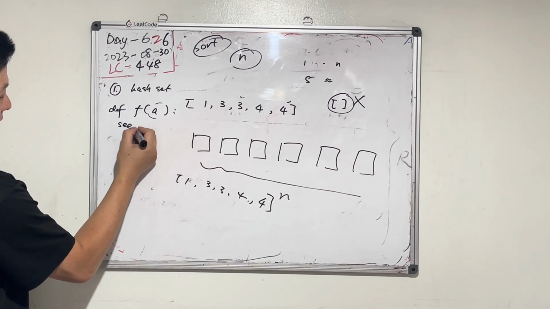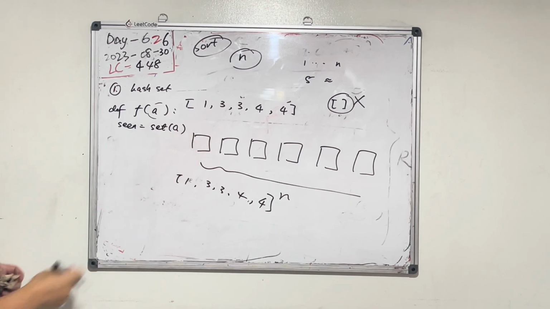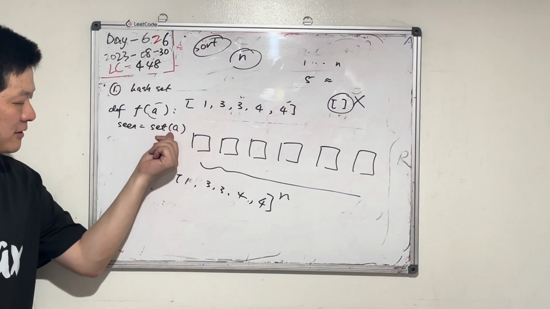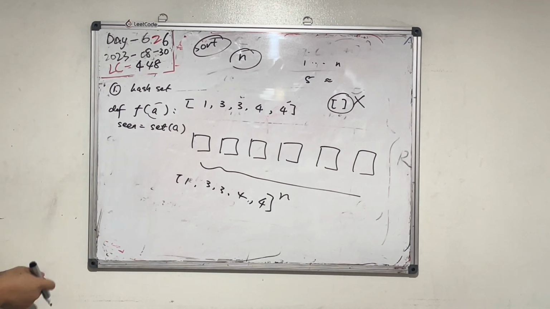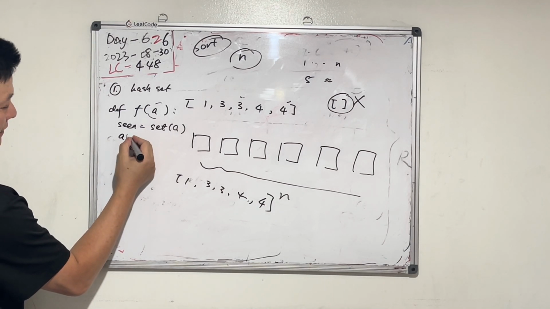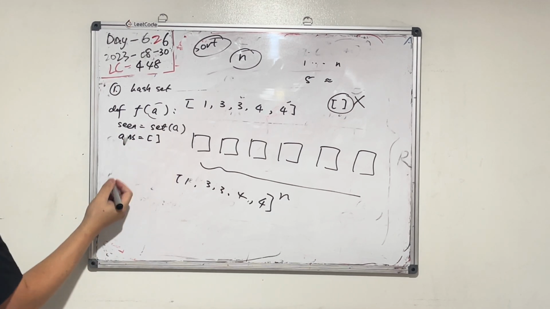So seen equals set(A). Converting an array to a hash set takes O(n) time and O(n) space. Obviously, it needs extra space. Then the answer equals an empty list.